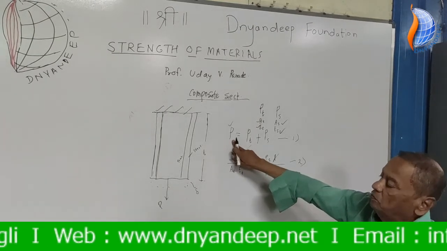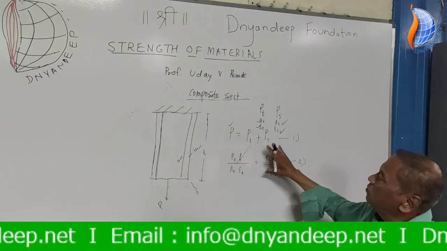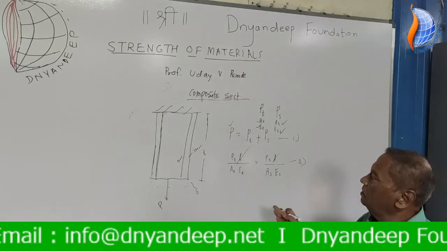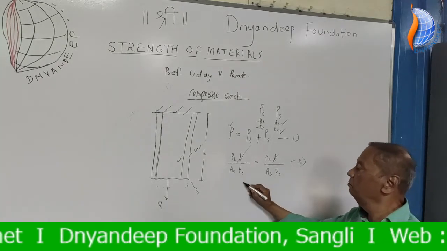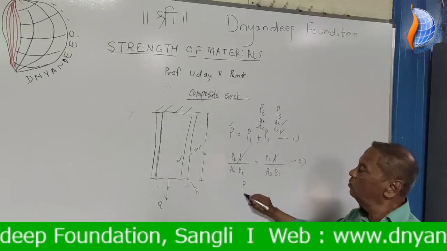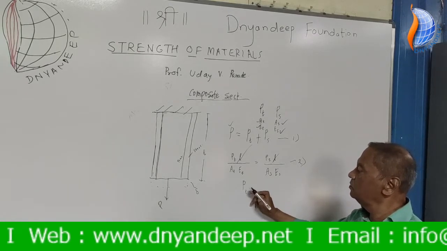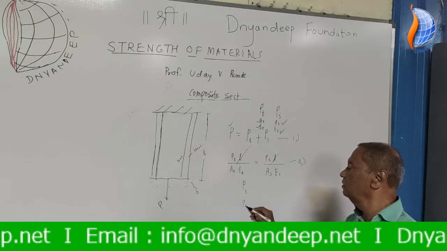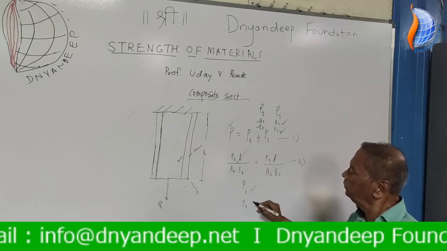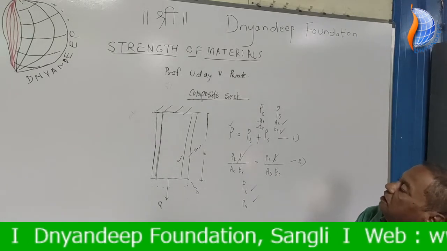Out of that, P we know. Total P will be there. So if you solve these two equations, that is, if you eliminate one, you can find PT, that is, the load taken by timber. After that, substituting in the other equation, you will get the load taken by steel. This is the composite section theory.